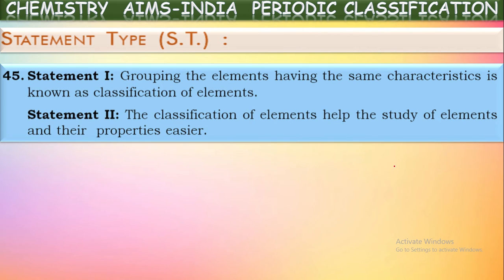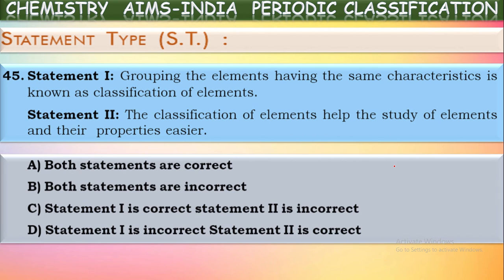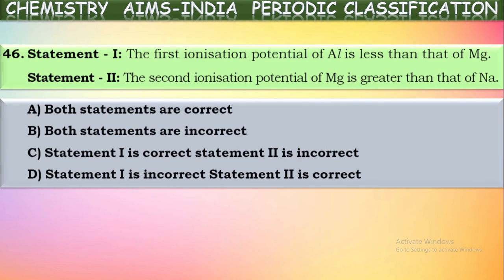Statement type questions. See statement 1. Grouping the elements having the same characteristics is known as classification of elements. Yes, it is correct. The classification of elements makes the study of elements and their properties easier. So both the statements are true here. What will be the correct answer? Next statement. The first ionization potential of aluminum is less than that of magnesium. Is it true? Yes. Because magnesium has a greater first ionization potential. Let us see statement 2 given here. The second ionization potential of magnesium is greater than that of sodium.